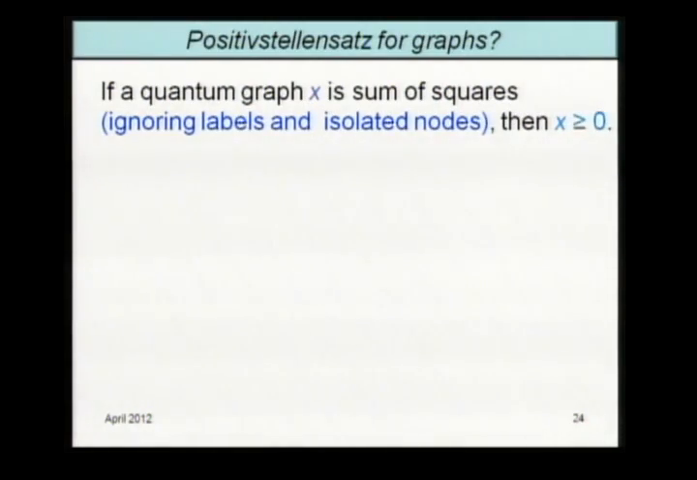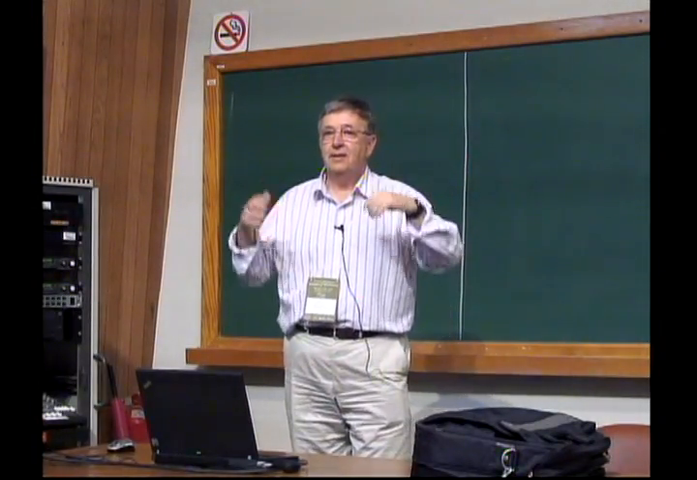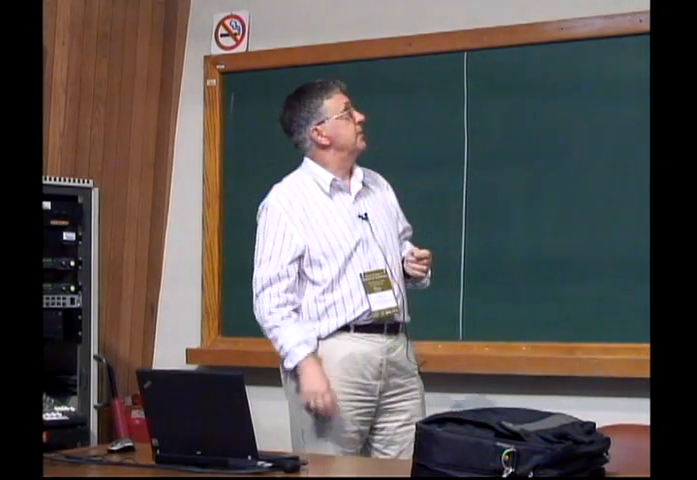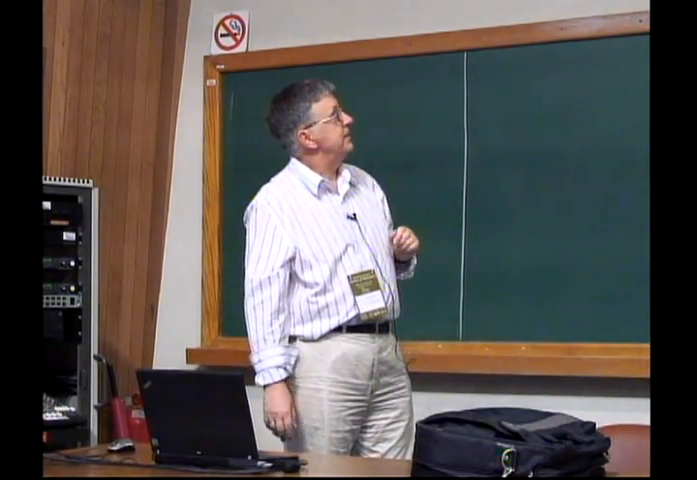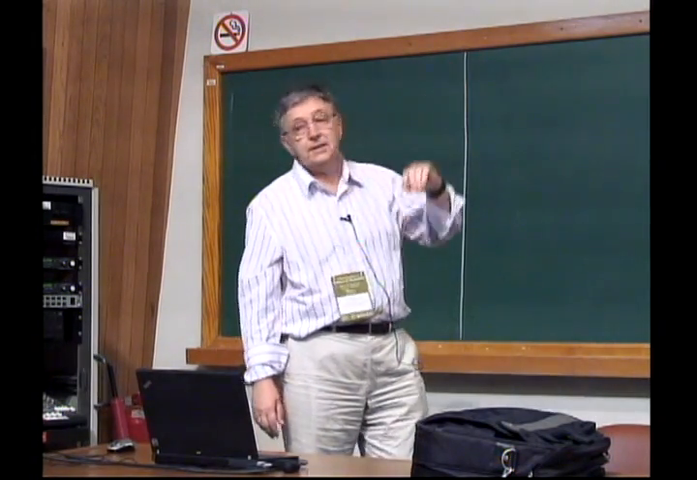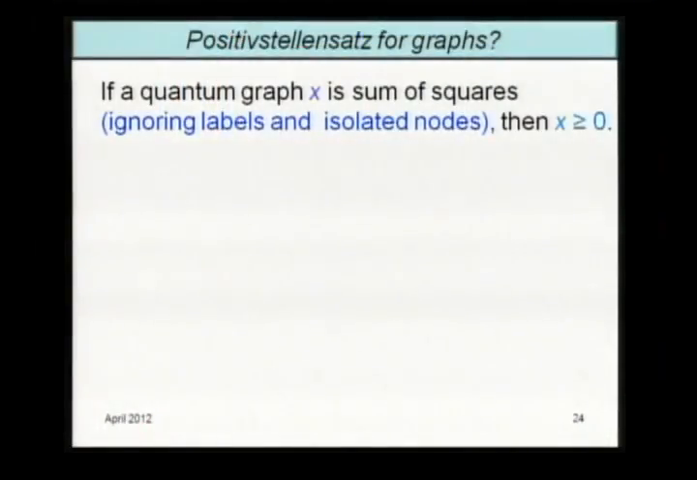It is not hard to prove that if a quantum graph, so a formal linear combination of graphs, is a sum of squares in this sense, so you first have labeled nodes, you square certain expressions, then you take a linear combination and forget about the labels, and delete isolated nodes, then this is non-negative. So that's not hard to verify. It's just some simple Cauchy-Schwarz inequalities and various subgraph densities.